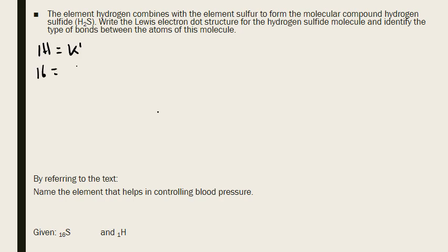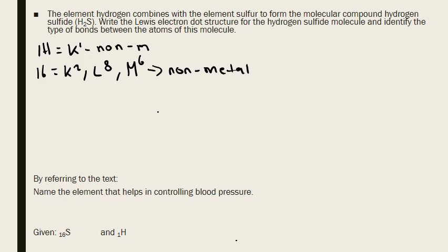So we need to write first its electronic configuration. So it's K2, L8, M6. The fact that it has 6 electrons in its outer energy shell shows us that it's in group 6. Group 6 are non-metals. So this one is a non-metal, and this is also a non-metal. Therefore, it will undergo covalent bonding, not ionic bonding.